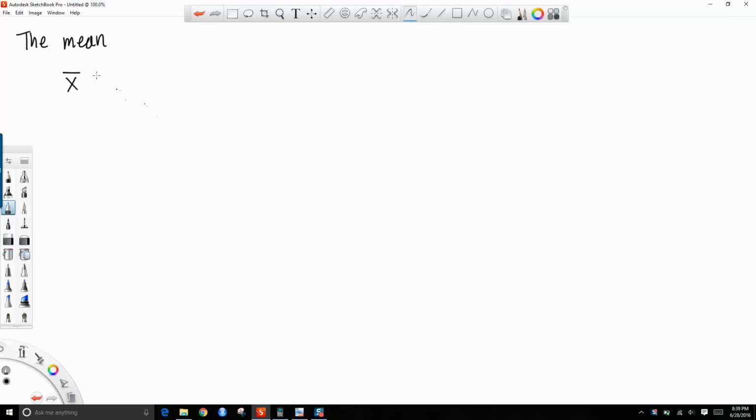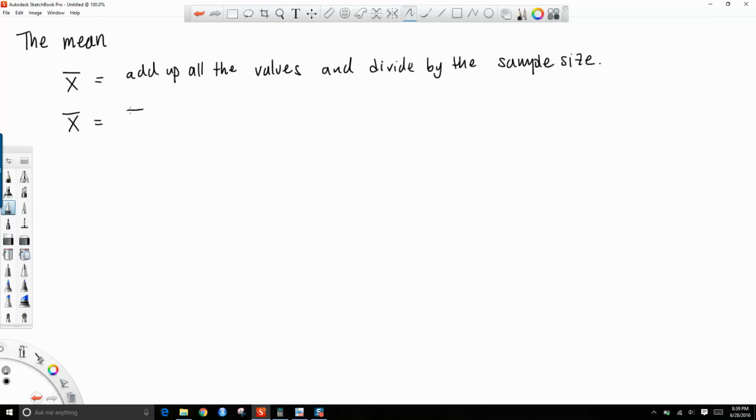And the way we calculate the mean is we add up all of the numbers, all the values, and divide by how many we have. Or we call that the sample size. Okay? Or symbolically, we would write x bar is equal to the sum of the x values, so adding up all the values, and we're going to divide that sum by the sample size n.